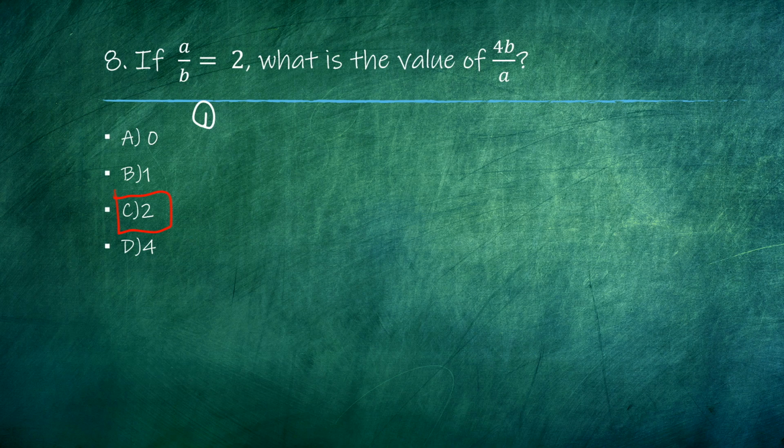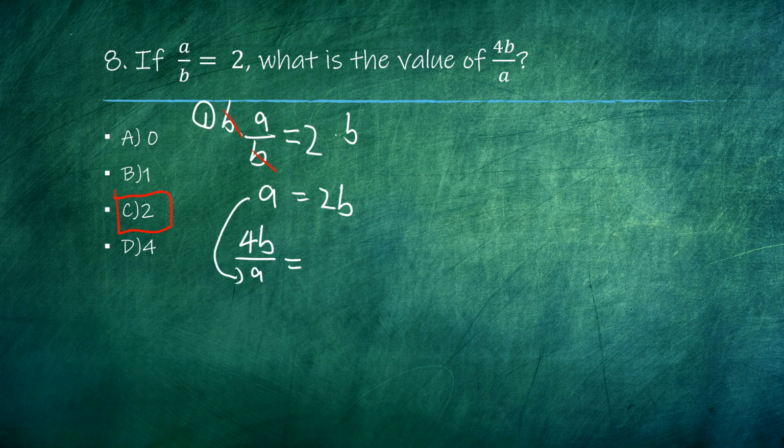So let's say we know that A over B is equal to 2. In other words, if we multiply B on both sides, then we know A is equal to 2B. And to find out what 4B over A is, we can just substitute A here. So we have 4B over 2B, and this cancels out. So we know this expression is equal to 2.